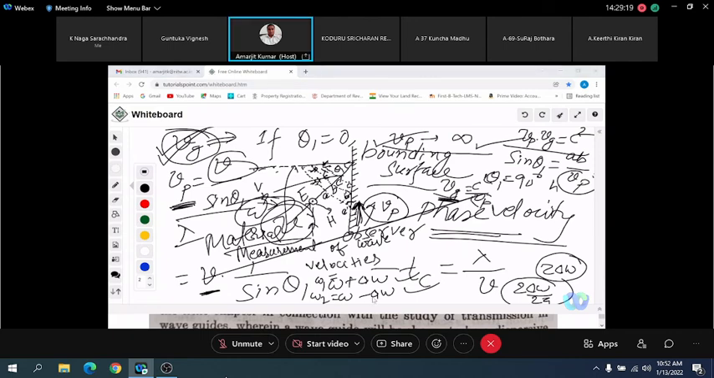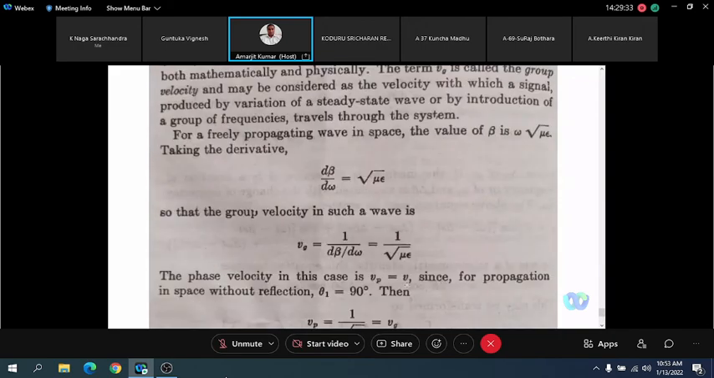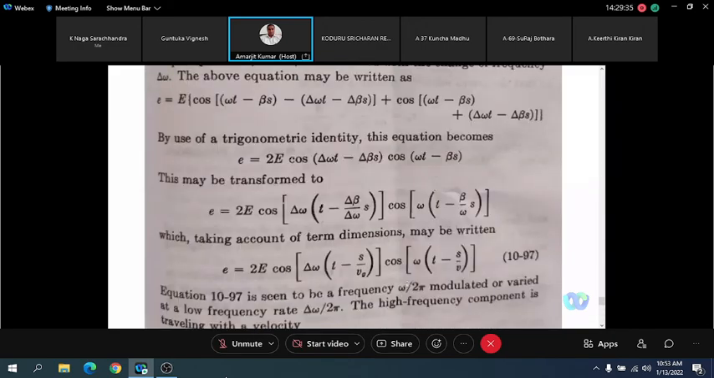Okay, so this concept of phase velocity and group velocity, we have discussed a little bit. And we will discuss a little more when we consider microwave transmission lines and radio frequency transmission. This was just the introduction of group velocity and phase velocity.